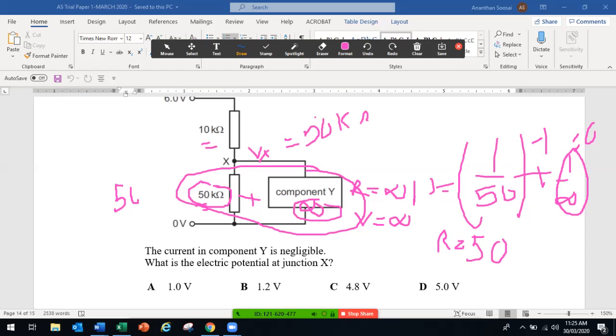Oh, I know why already. This is V. So the 60 kilo ohm uses... the answer is 6 volt. So the confusion is the infinite resistance. It doesn't change the effective resistance of the circuit. Like a voltmeter connected in parallel never changes the resistance of the circuit.